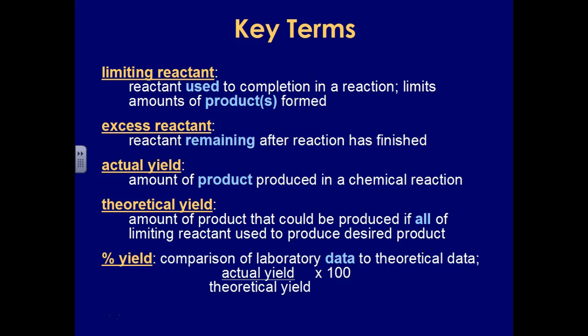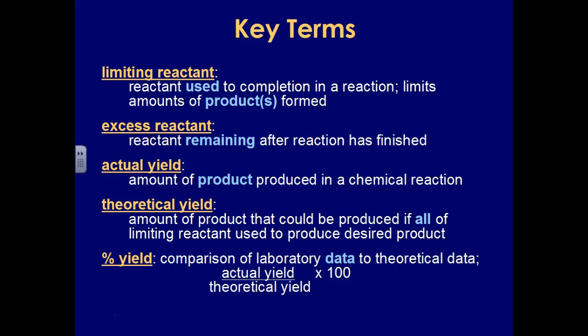Some key terms, you've seen a lot of these already. Limiting reactant is the one that is used up completely, and it determines basically how much of your products you can make, while an excess reactant is the one that's left over. In order to determine how much product you actually formed, you have to find a way to get this reactant out of your mixture. The actual yield is what you made, what you generated. So in the baking soda lab, it would have been the amount of carbon dioxide.